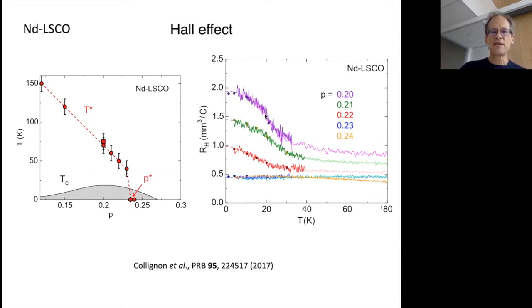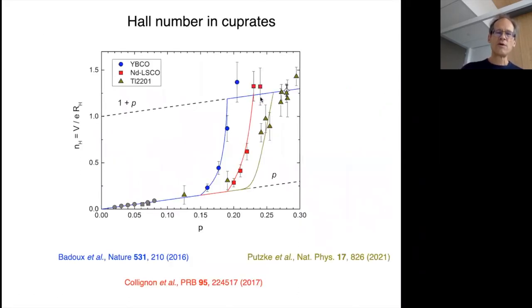So these data here as a function of temperature now were taken in Nijmegen in a field of 35 Tesla. And that's enough in this case to kill superconductivity. And so again, what you see is that if you go from high doping to low doping, you have a major increase in the Hall number, which when you plot it as carrier density versus p, gives you these red squares here. So YBCO is in blue, Nd-LSCO is in red, and this is other data by another group on another cuprate. So we're looking at three very different cuprates, all giving you quantitatively the same behavior of going from 1 + p to p.